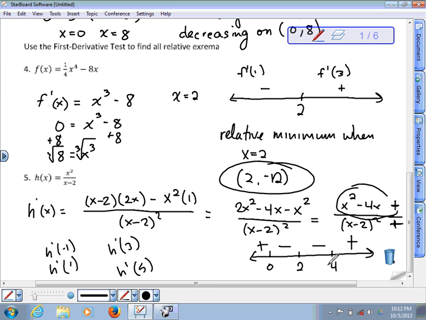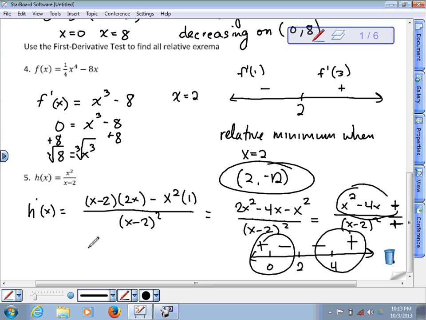So even though we have three critical values, only two of them actually are going to yield a local or relative extreme. And it's when the graph changes from increasing to decreasing, such as right here, or decreasing to increasing, which is right here. So that critical value and that critical value are actually local extrema. Now, it depends on the behavior of the graph whether it's a local min or a local maximum.